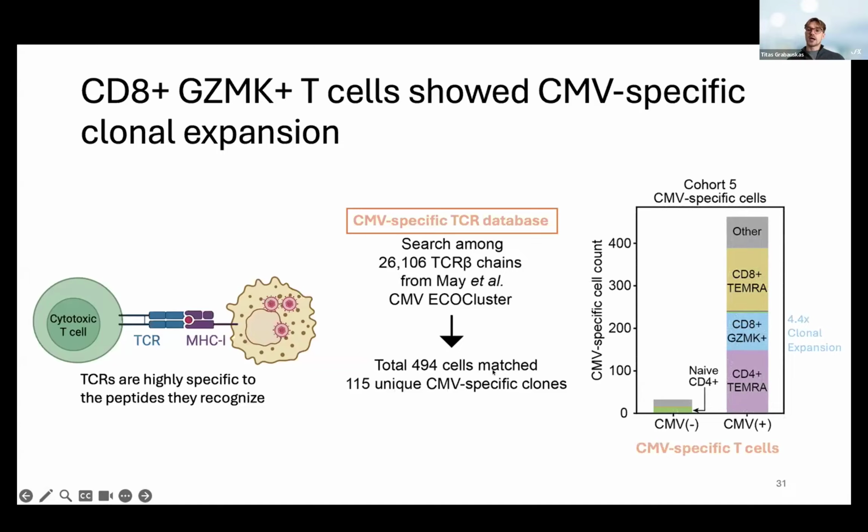Then we mapped that information back to our labels. And here we're quantifying the CMV-specific cell counts on the y-axis in the CMV negative and CMV positive donors. Again, the same populations that showed decrease in diversity come up here again. And most importantly, the GZMK positive CD8 T cell subset also pops up again, showing a 4.4 CMV-specific clonal expansion, which I think is strong evidence indicating its potential direct role in CMV latency control.